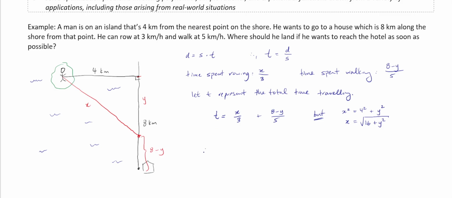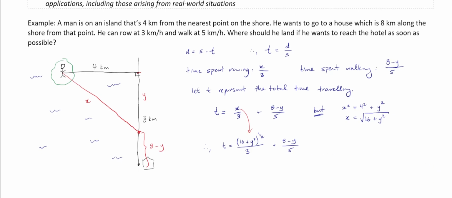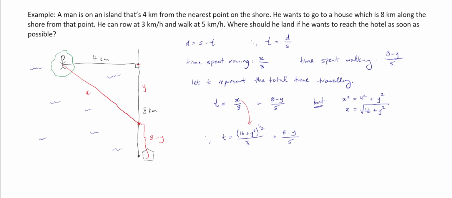So I can restate this function as therefore time is equal to, and instead of writing square root, I'll write (16 plus y squared) raised to the power of 1/2, all divided by 3. So that's just a replacement for x. Okay, I'm just substituting x in there. All right, and then I have still over here (8 minus y) over 5. Okay, so the total time is now expressed solely in terms of y.